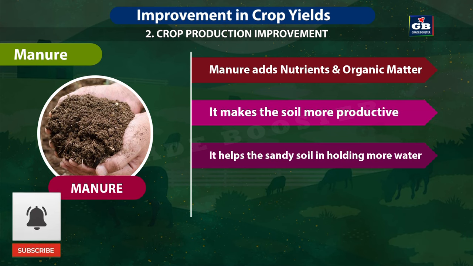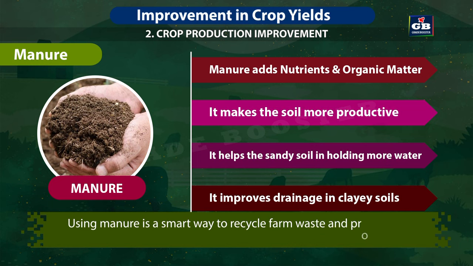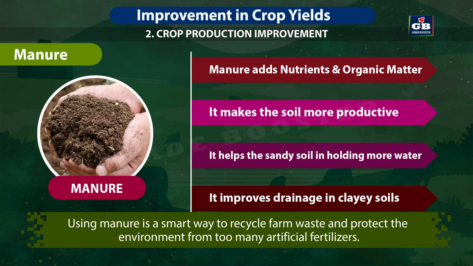In sandy soil, it helps to hold more water. And in clayey soil, it improves the drainage of water and prevents waterlogging. Using manure is the smart way to recycle farm waste and protect the environment from too many artificial fertilizers.